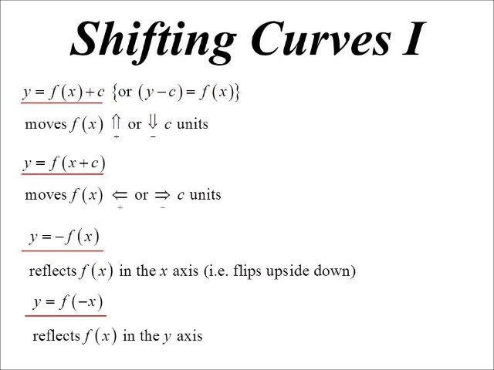Whereas if it's function negative x, now it's the x values that are changing positive to negative, and so we have a flip vertically. Is that vertically? Horizontally. That's a horizontal flip, isn't it? Yeah. Horizontal flip. So it reflects in the y-axis.